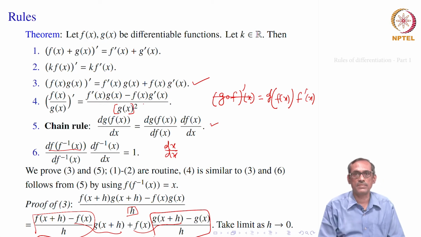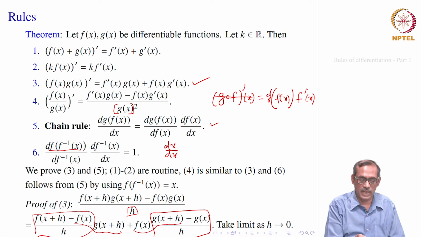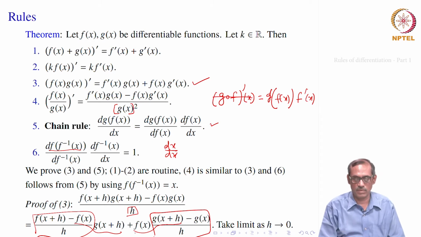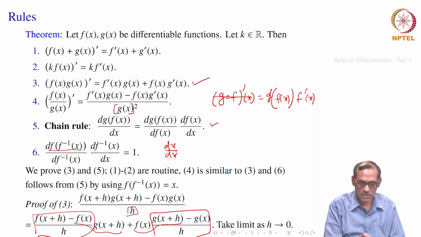So, 6 comes out of 5 by taking it in this particular fashion, or sometimes we write it in the other way, d f inverse of f x divided by df x into f prime x, that is also okay. But this formula is used to find out the derivative of f inverse. We will see it soon how it is applied, but it is coming out of the chain rule. So, let us have a proof of this chain rule at least. All the others are easier, they come from the algebra of limits.